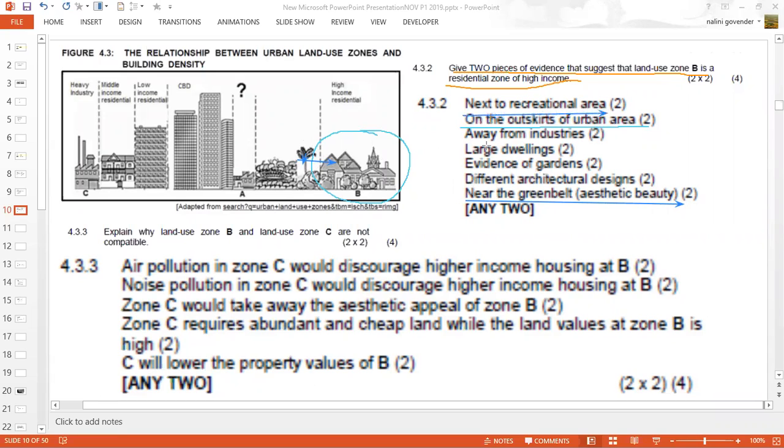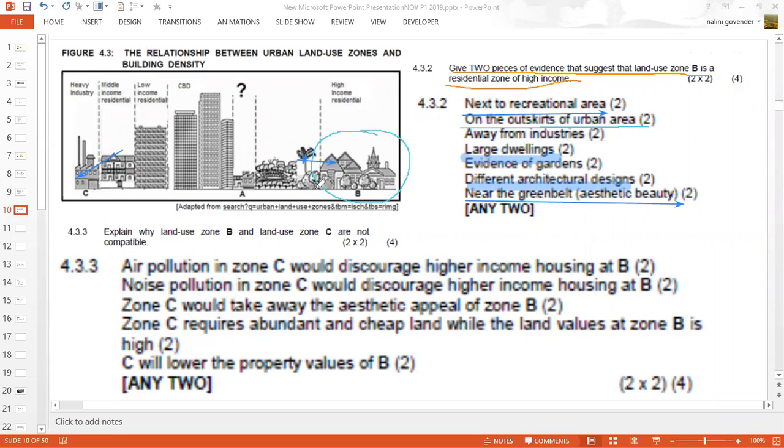There's our answer there. It's far from the industries. There's our industries here. So this area is far from the industries. Buildings are large, different shapes and different styles. The buildings are large. Different architectural styles, designs. So you're looking for any 2 things here.